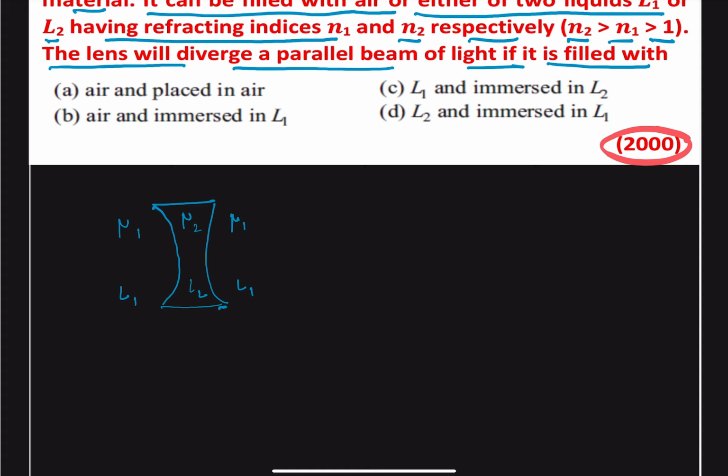Now the second possibility is that inside we have L1 and it is surrounded by L2. So this is our mu1 and this is our mu2 as well as mu2. So inside we are going to have our L1, this is our L2, and the other side is also L2.